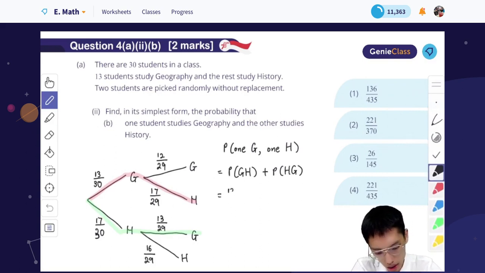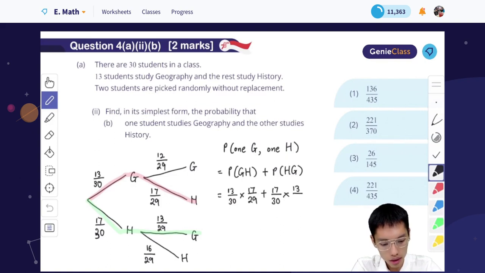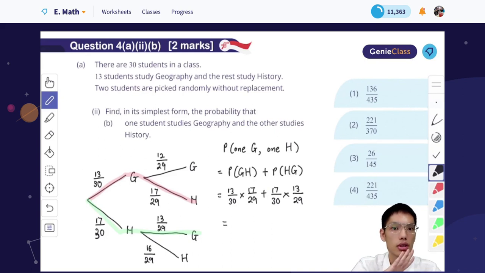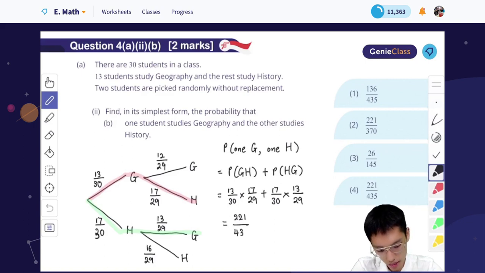13 over 30 times 17 over 29 plus 17 over 30 times 13 over 29. Solving them, that's how you get answer number 4. Just take note over here, which is 221 over 435. So that's my answer for number 4.